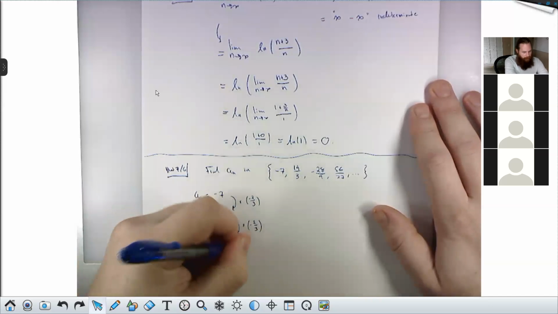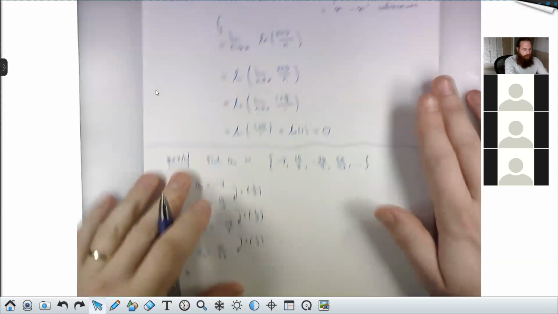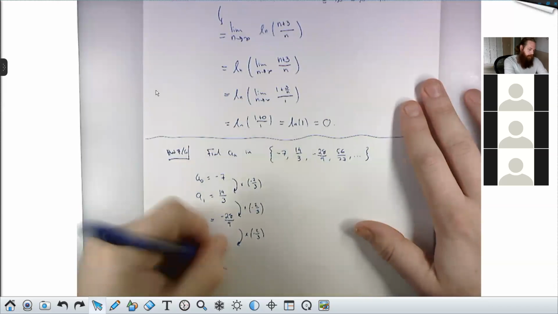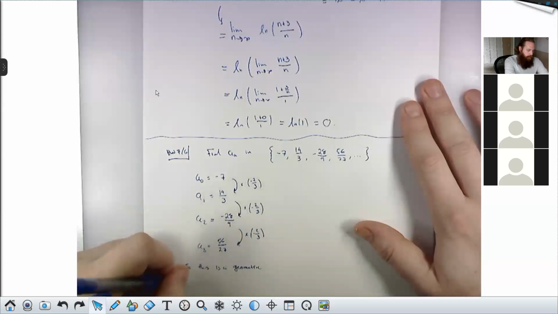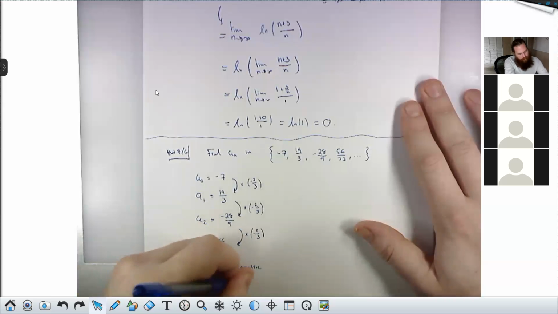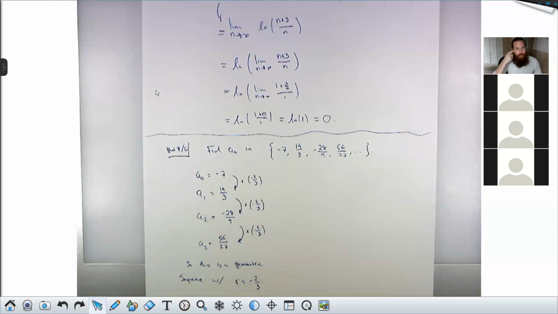And the same thing to go from here to here. We're again multiplying by -2/3. So this is a geometric sequence with common ratio r equals -2/3. That much I think we should all agree on.